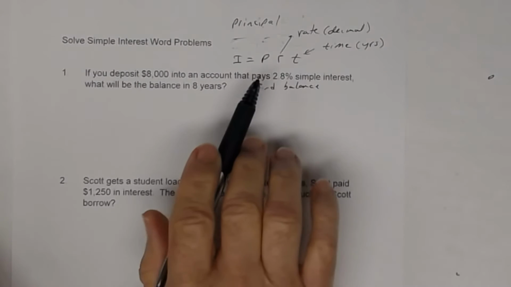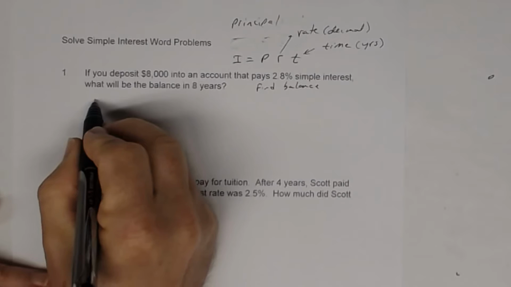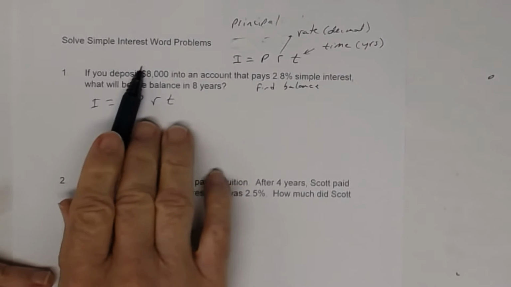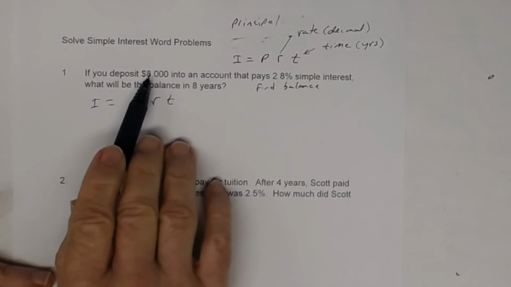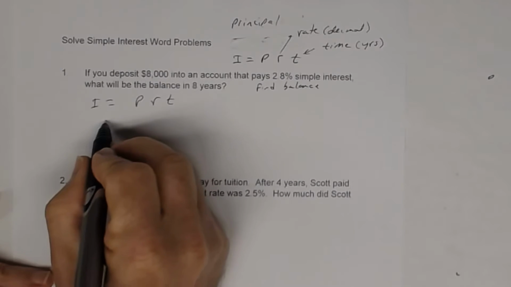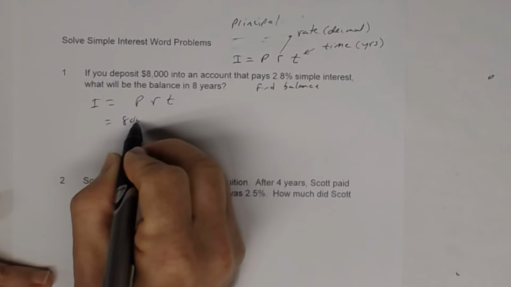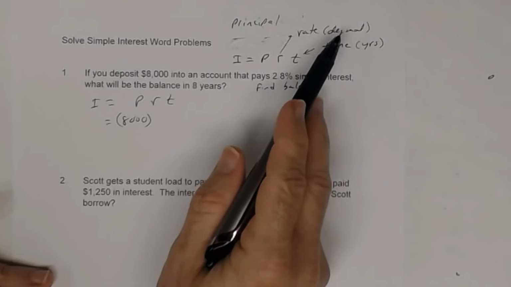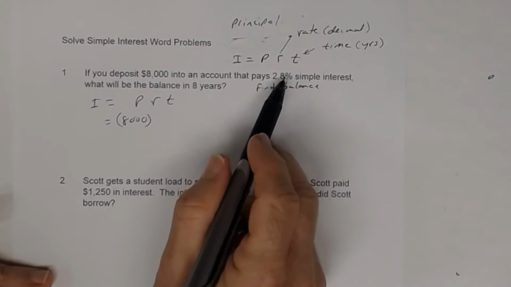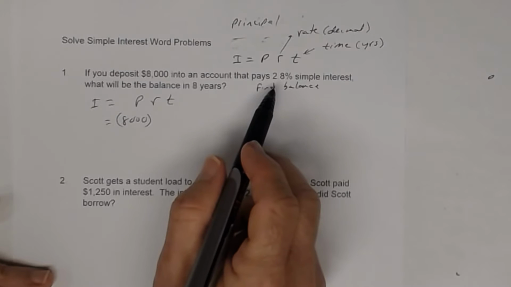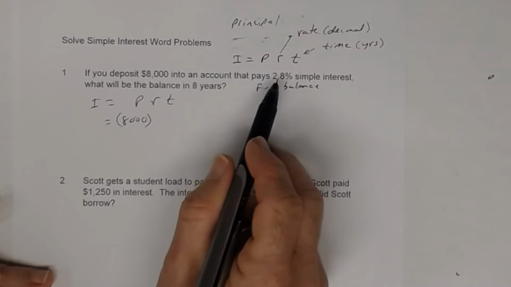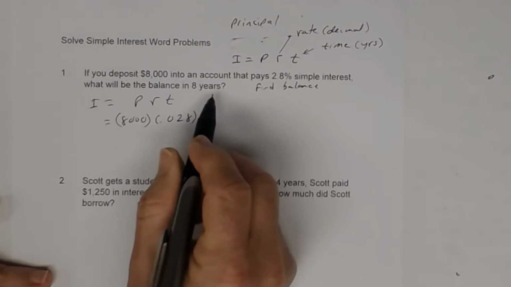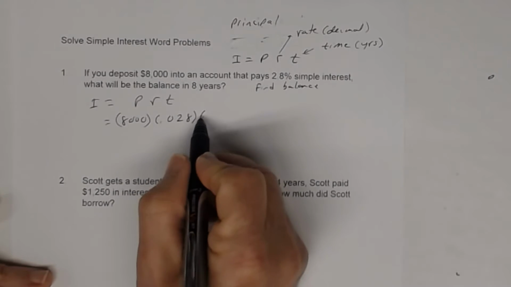So I know I'm going to have to use this formula: interest equals principal times rate times time. The $8,000 here represents the principal. That's how much I deposited. So write it equal to 8,000 times the rate. I'm given the rate, 2.8%, but remember you have to write it as a decimal. To convert a percent to a decimal, you move the decimal point two places to the left. So this is 0.028. And the time, which is already in years, is 8.